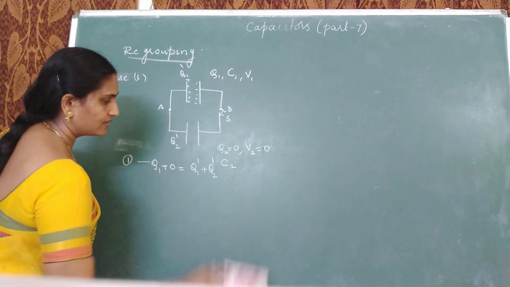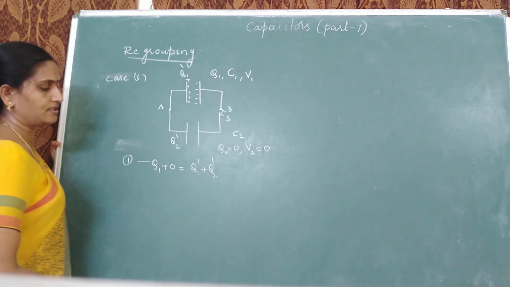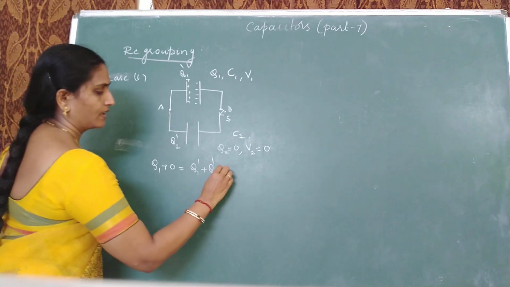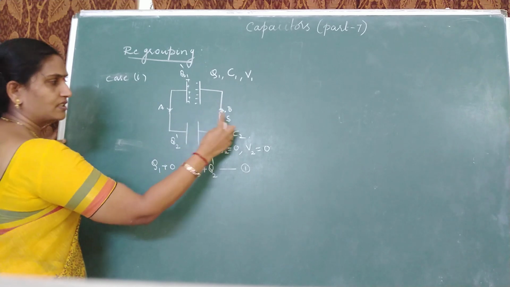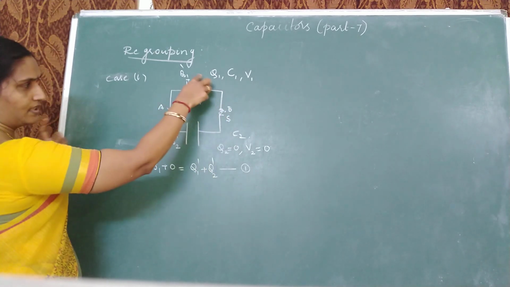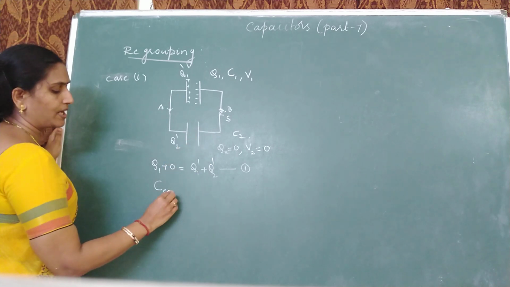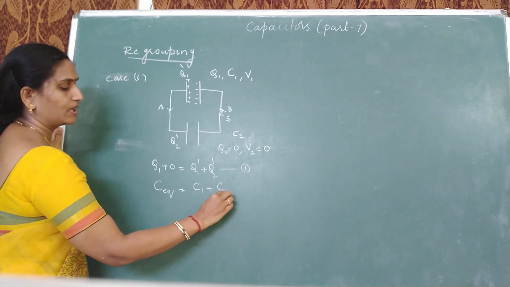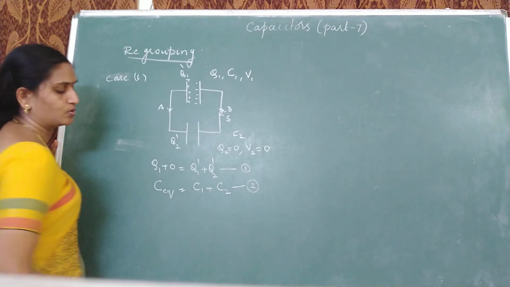Then, once you write this, I'll write C2 here. Capacitance of this capacitor is C2. Now, what is the equivalent capacitance between the terminals A and B? If this is C1 and this is C2, the total capacitance will become the parallel combination, C1 plus C2. Call this equation 2.